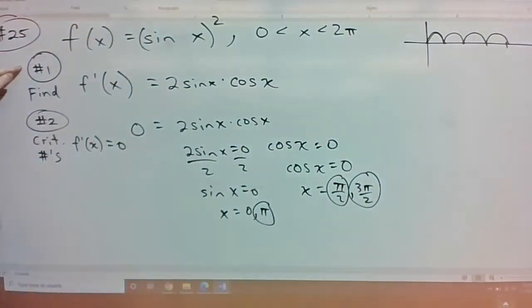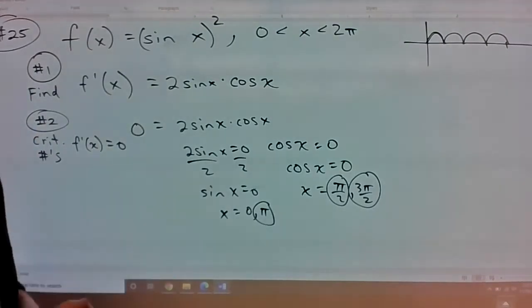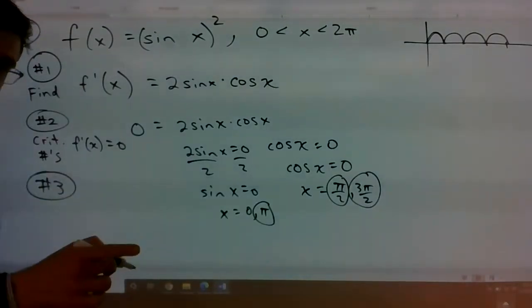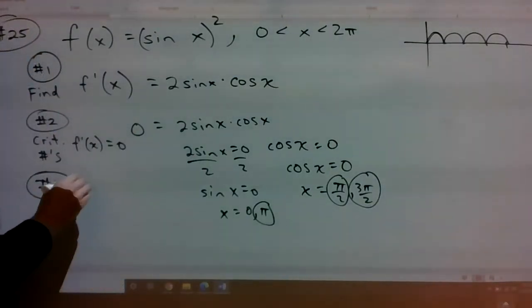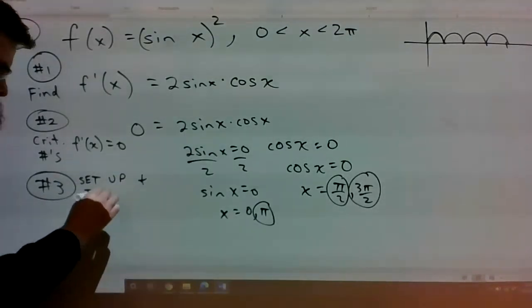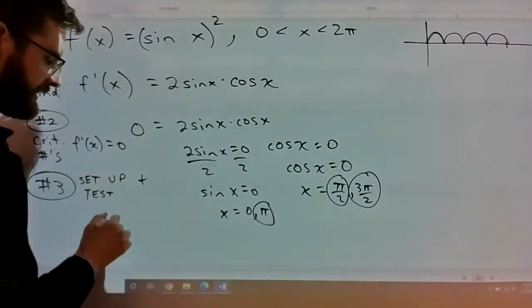So, step 1, find f prime. Step 2, find those critical numbers. Step 3, set up our intervals of increasing and decreasing, test them out. So set up and test intervals of increasing and decreasing.